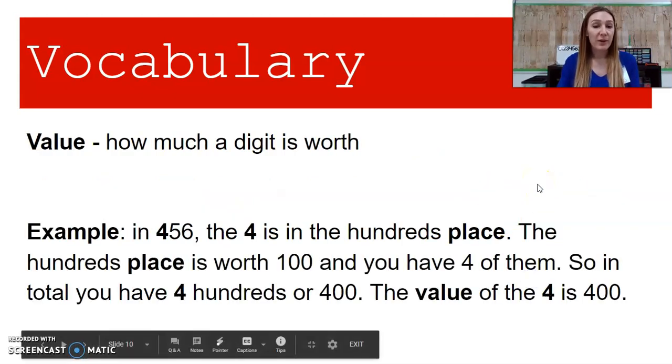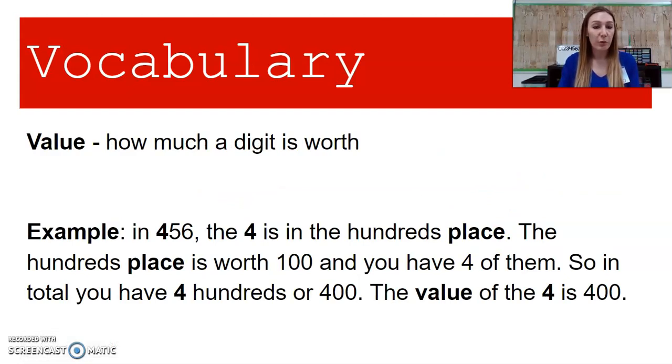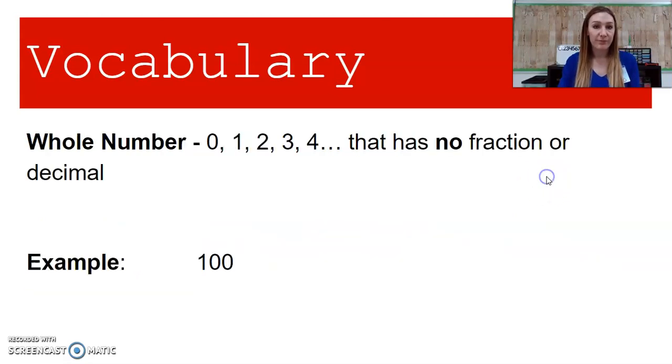A value is how much a digit is worth. For example, in 456, the 4 is in the hundreds place, the hundreds place is worth 100, and you have 4 of them. So in total, you have 4 hundreds, or 400. So the value of the 4 is 400.